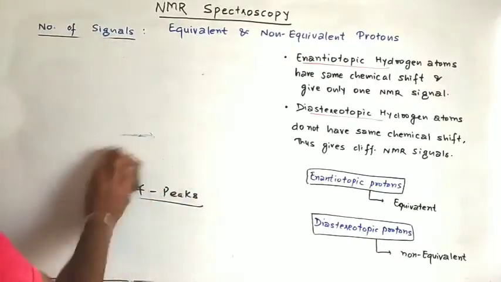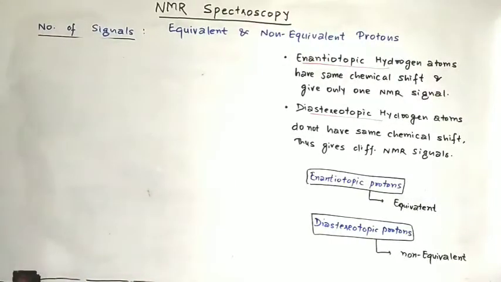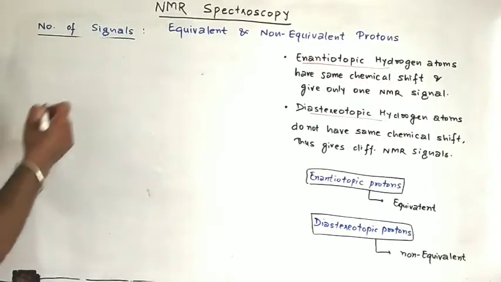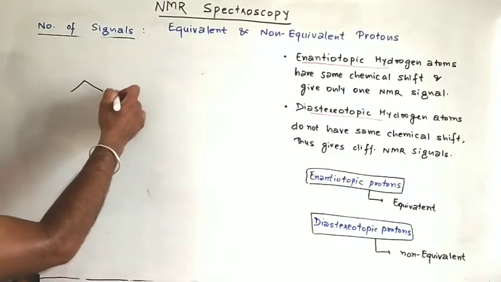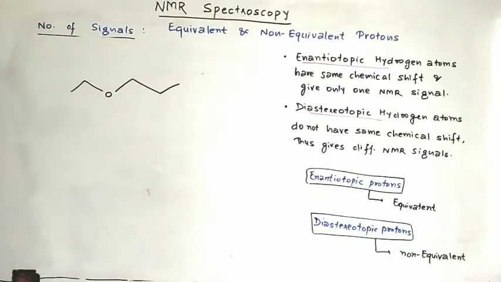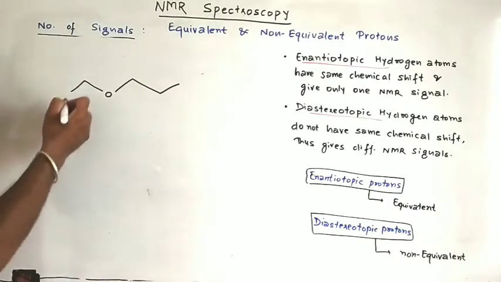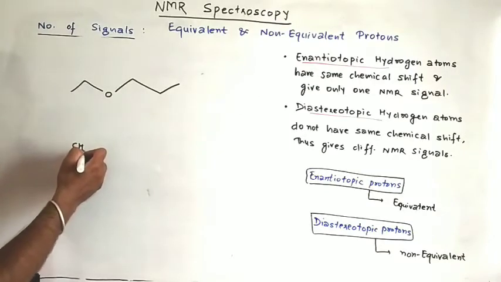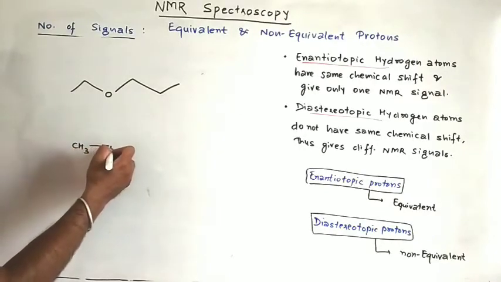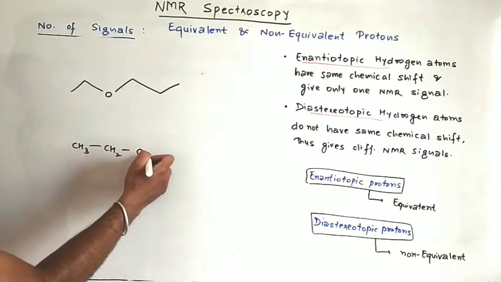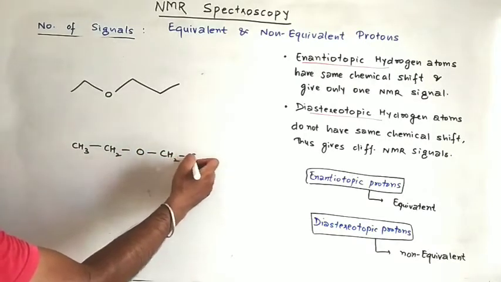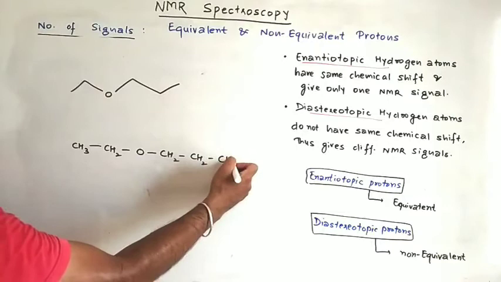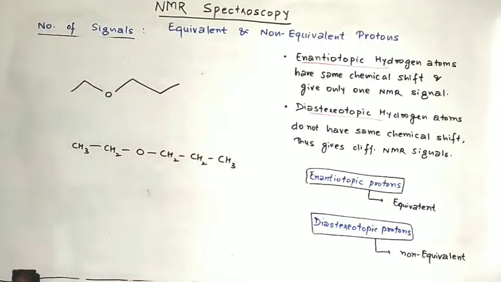One more example, or the next example, you can say, is this molecule. This is an ether. You will see this is a CH3, then we have a CH2, then we have an O, CH2, CH2, CH3. See carefully, all the protons are different. Their connectivity is totally different.